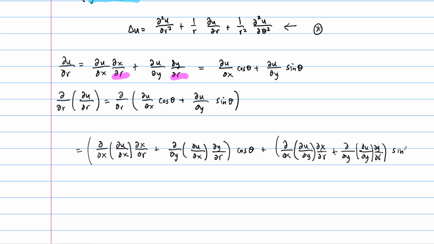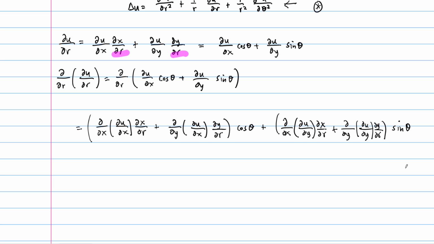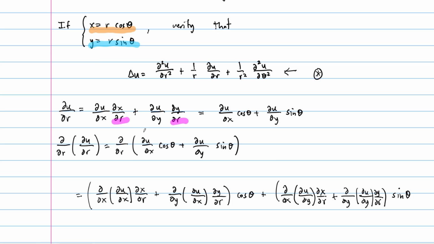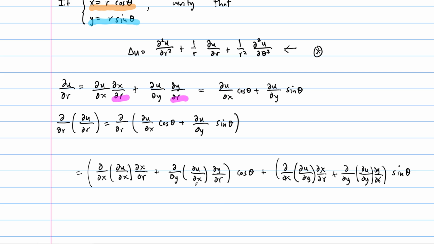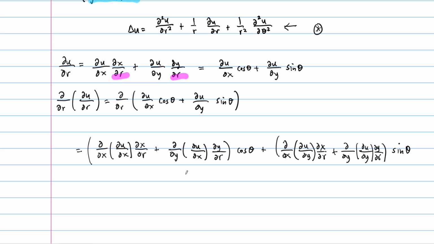Okay, so sine of theta goes here. And then once again, we can apply these derivatives here. So we know dx by dr is cosine theta, and dy by dr is sine theta. And then we have these second derivatives with respect to x and y, right?